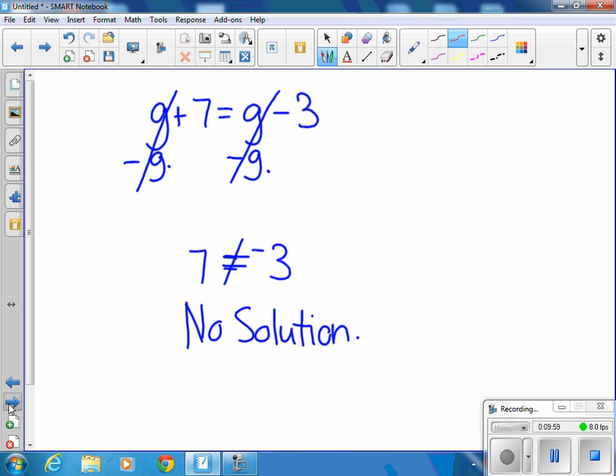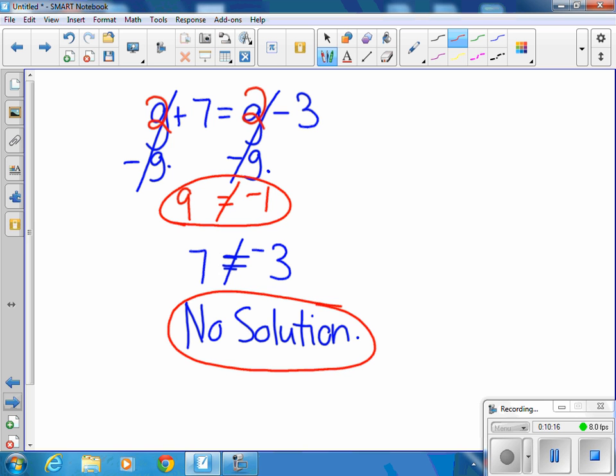Let's plug in 2. If I plug in 2 here, 2 plus 7, that gives me 9. And if I plug in 2 here, 2 minus 3 is negative 1. They're not equal to each other. So no matter what number I plug in for G, I'm still going to wind up with no solution.